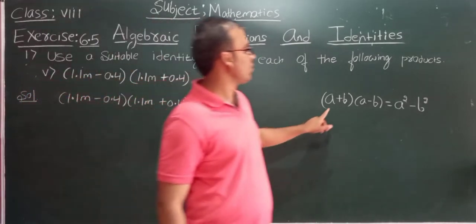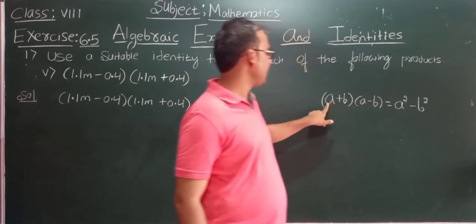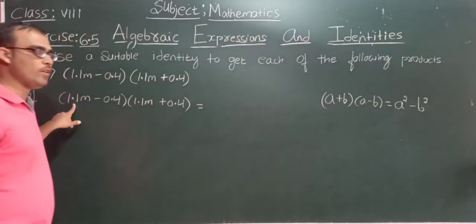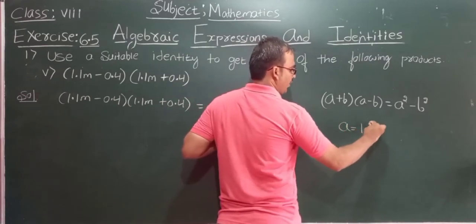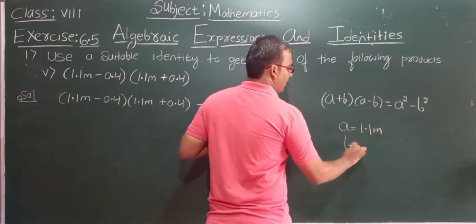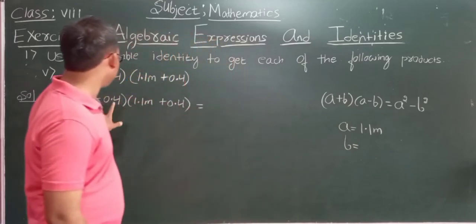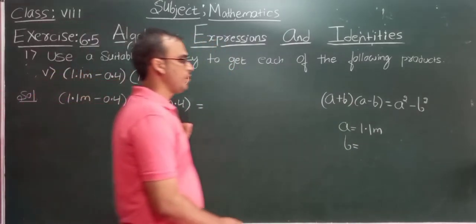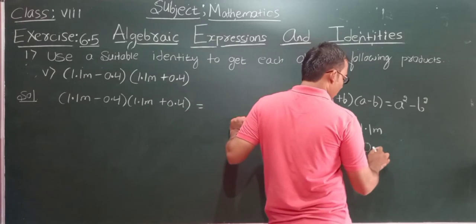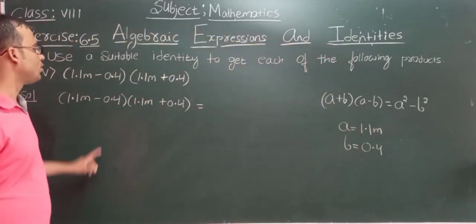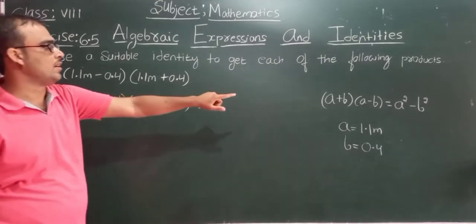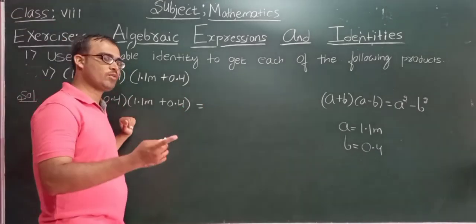Now here, in place of a what is there? In place of a, 1.1m is there, and in place of b, 0.4 is there. Now students, what can you write? Look at the formula: a plus b into a minus b is a square minus b square.